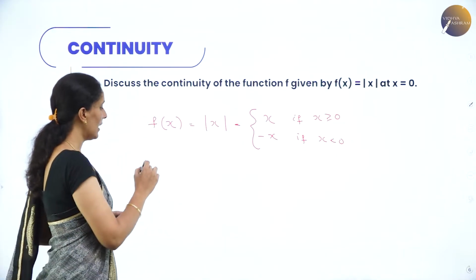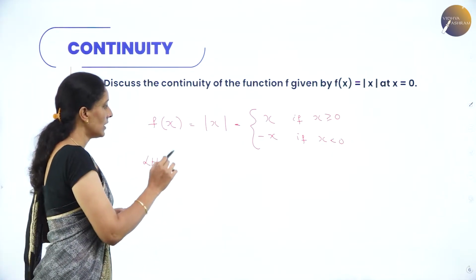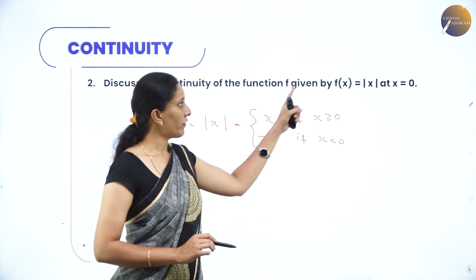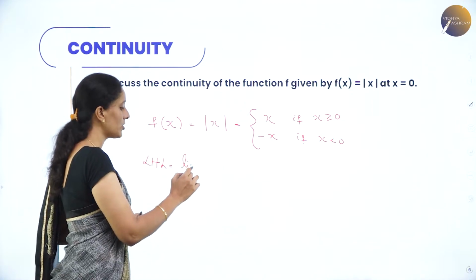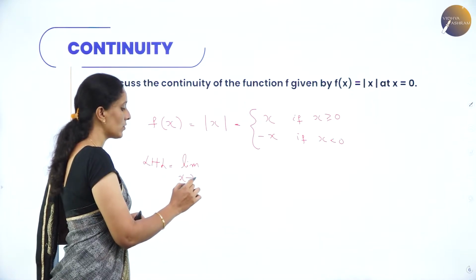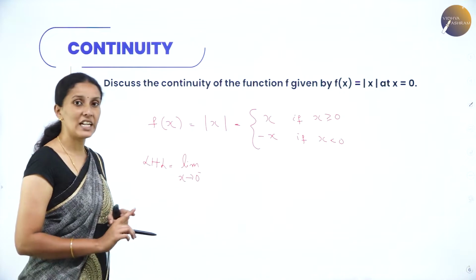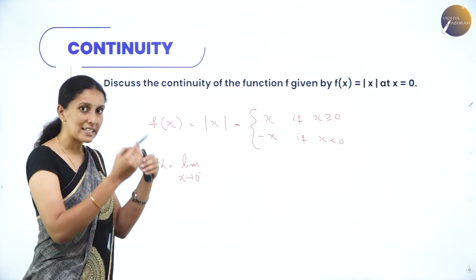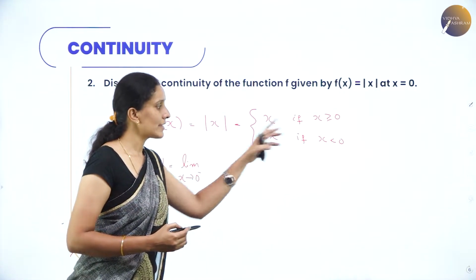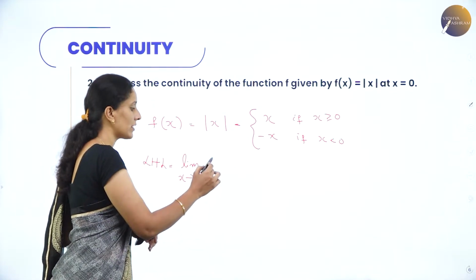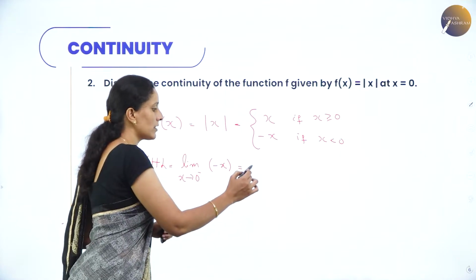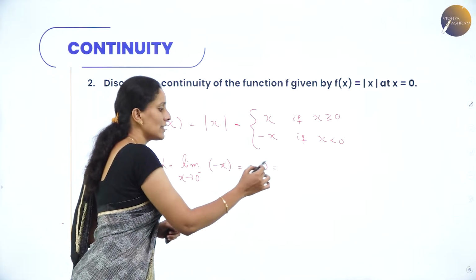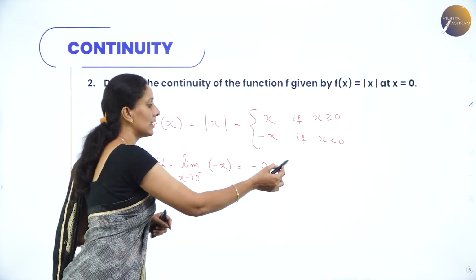Now let us take the LHL. Since we have to check the continuity of the function at x is equal to 0, we take the left hand limit as x tends to 0 minus. Here minus indicates the left hand limit, that is, whenever x is less than 0. Whenever x is less than 0, we take f of x in the form of minus x. So if you put x tends to 0, it becomes 0. Since 0 does not have any sign, it is clearly 0.